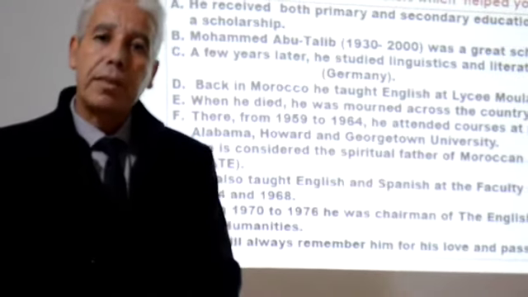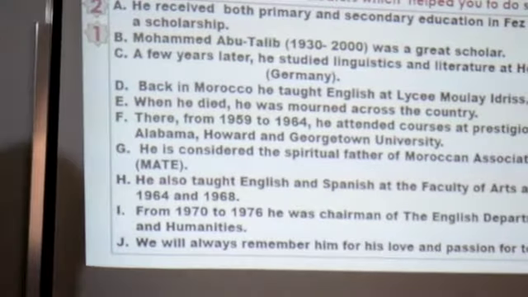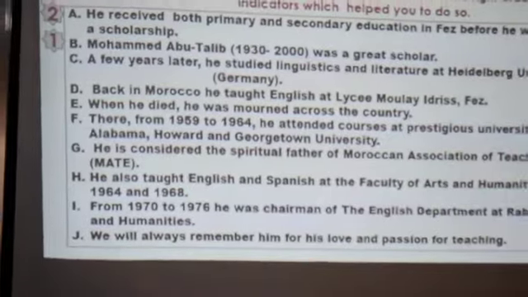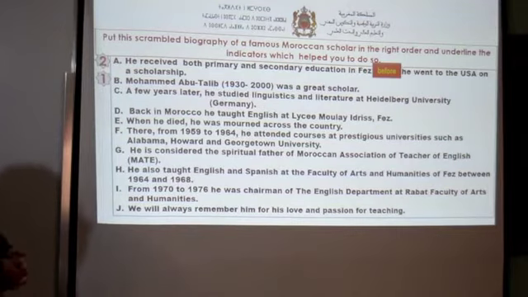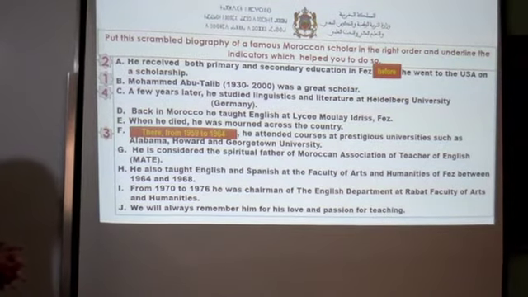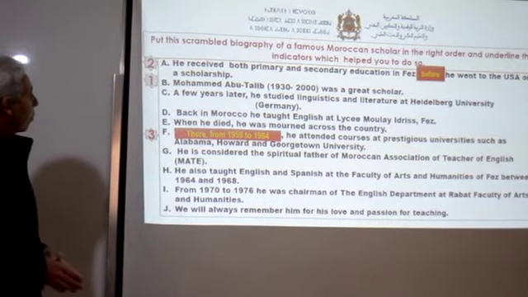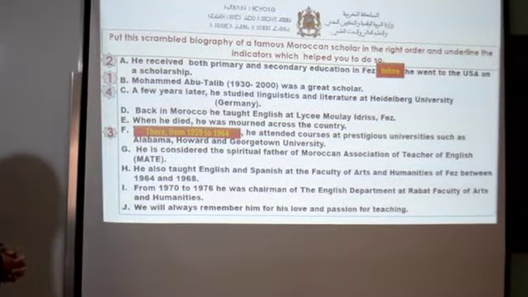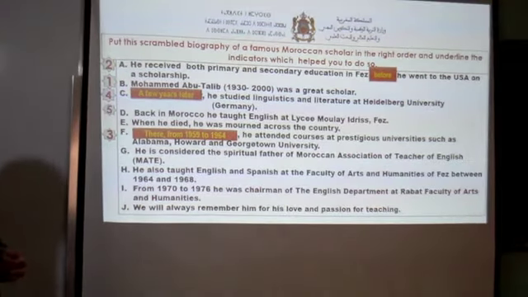So let's move to the correction of the exercise. What is the second sentence? It's A. That's right. But why did you decide number 2 is the second one? That's true. The indicator is before. What about the third? F. It's correct. And the indicator is there from 1959 to 1964. The fourth is C. That's correct. The indicator is a few years later. The fifth, D.